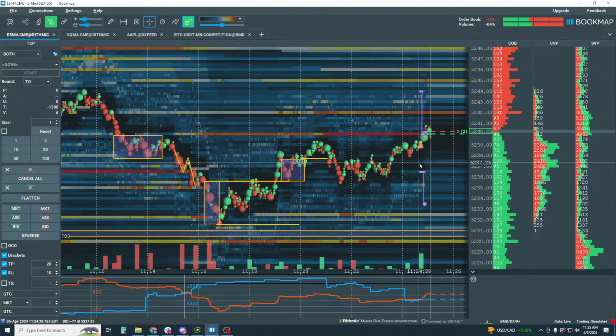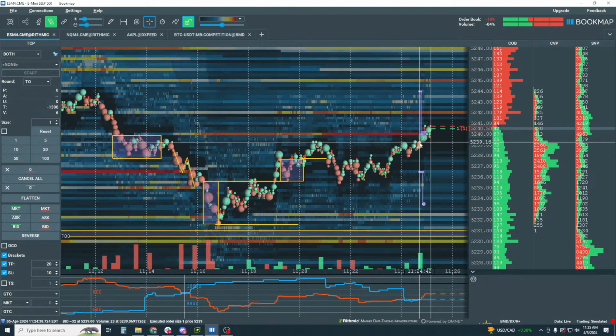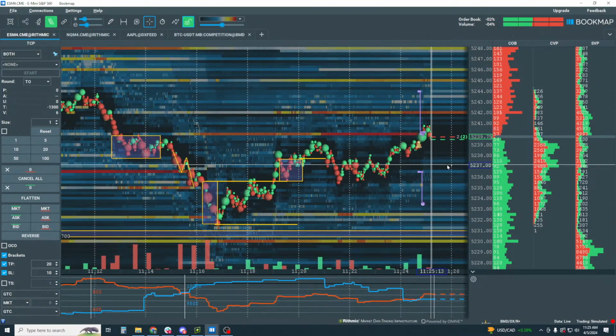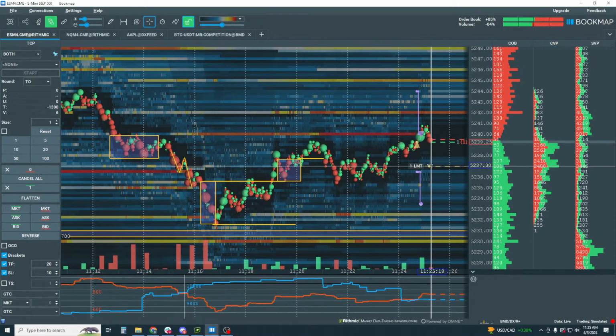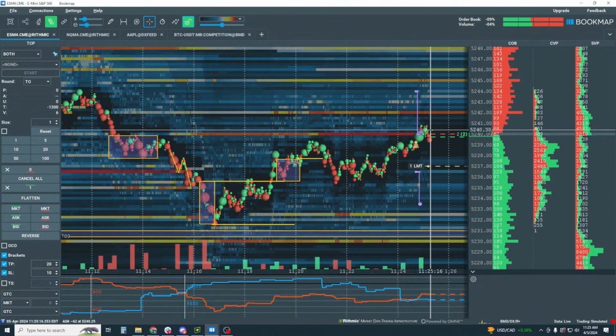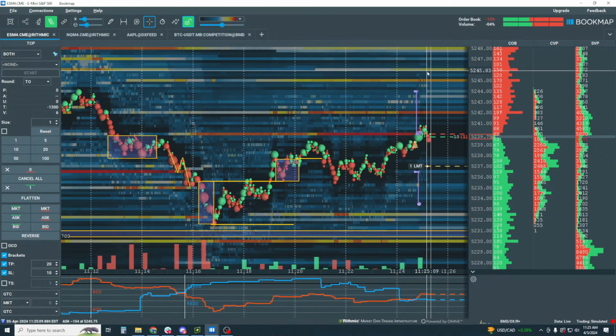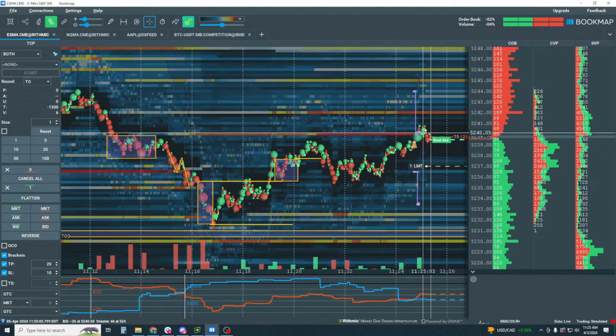I was hoping this would fail up here. It would come back. We get a pullback, and we'd have one position here, another position here. We'd get filled on both. We would take some off here, and then we'd have holding for the runner.